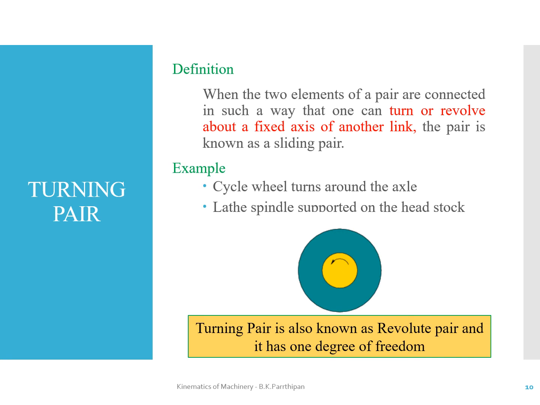So let us consider this is one circular hollow shaft. Inside this hollow shaft, I am going to insert one solid shaft. This is link number 2. So here now it is going to turn around. Such a thing is an example for turning pair. And the turning pair is also known as revolute pair and it has 1 degree of freedom.